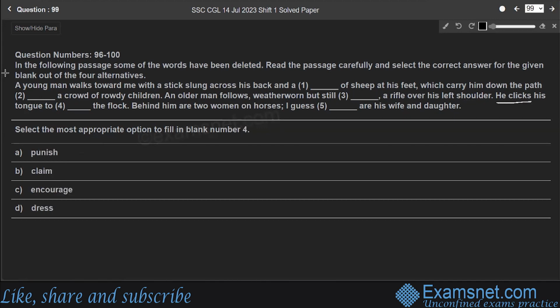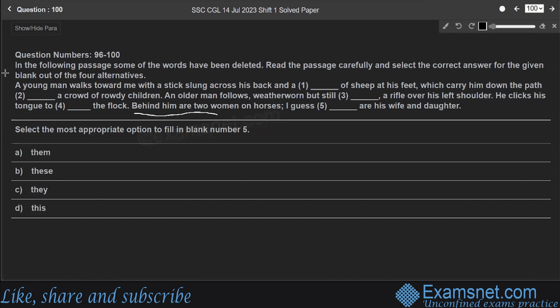99. He clicks his tongue to dash the flock. Here it should be to encourage, option C, right? To encourage the flock. The appropriate word is encourage. It refers to the action of the man clicking his tongue to prompt or motivate the flock of sheep to keep moving or to change direction. Right? Therefore, encourage is the proper word, to encourage the flock. Right? So, moving further, question 100.